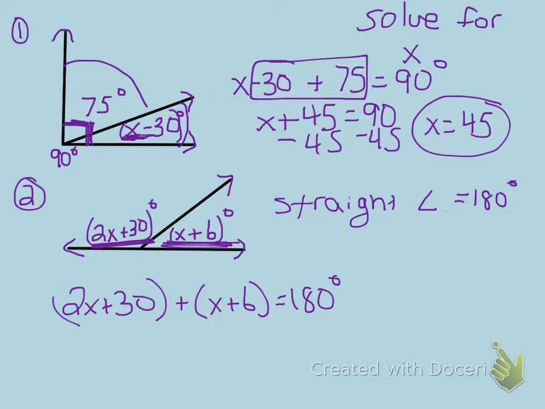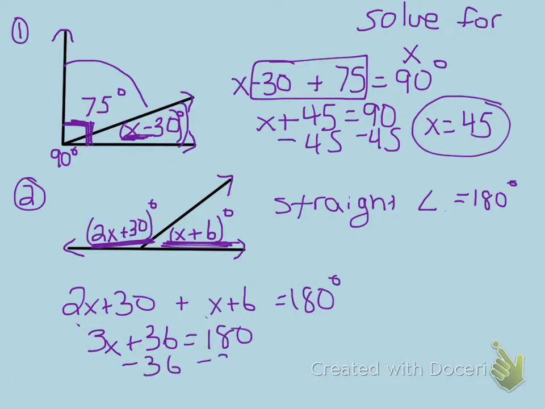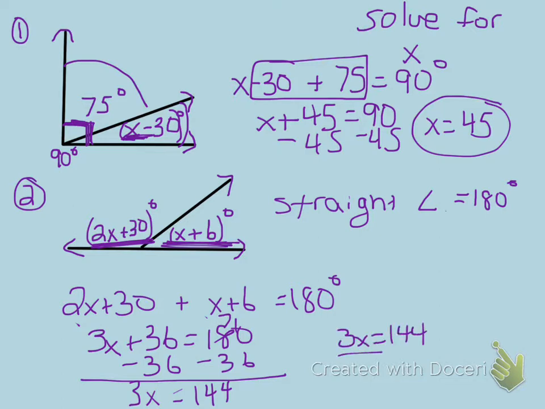Again, we don't need these parentheses. There's nothing on the outside that's making us multiply. So, combine like terms, I get 3x plus 36 equals 180. Subtract 36 from both sides. I get 144 equals 3x. I'm going to move it over here: 3x equals 144. Divide both sides by 3, and I get x equals 48. Again, that's not degrees because we were solving for x.